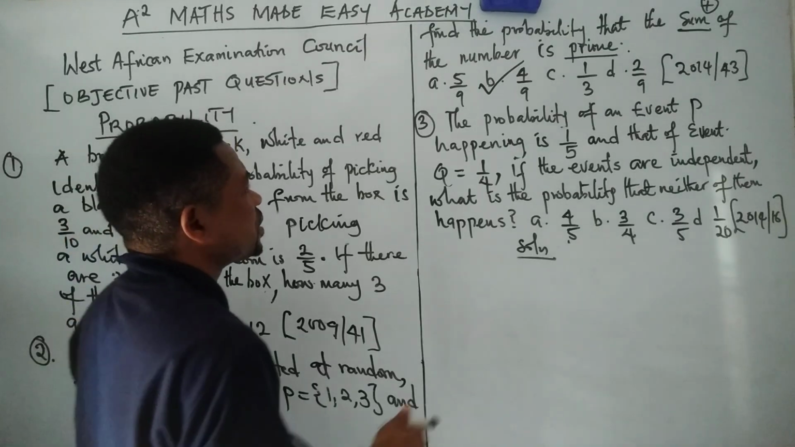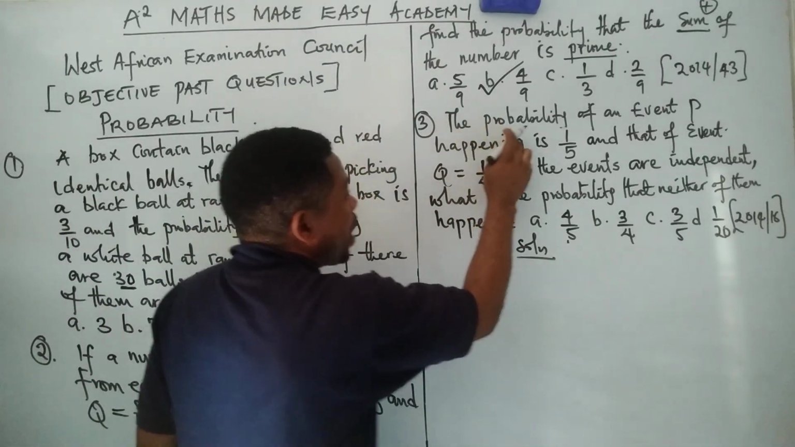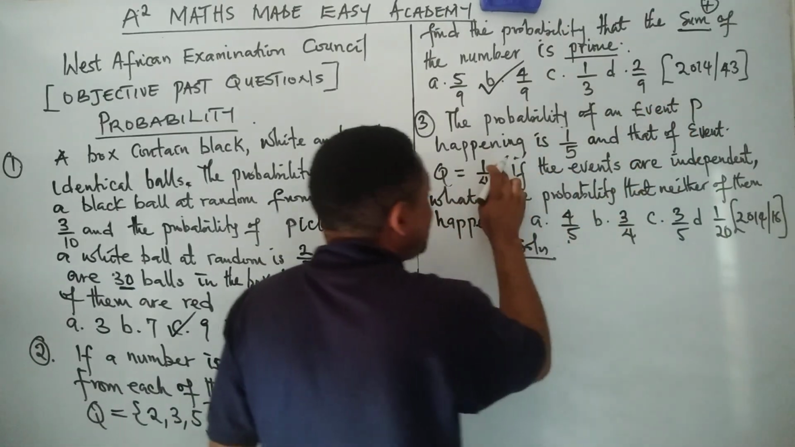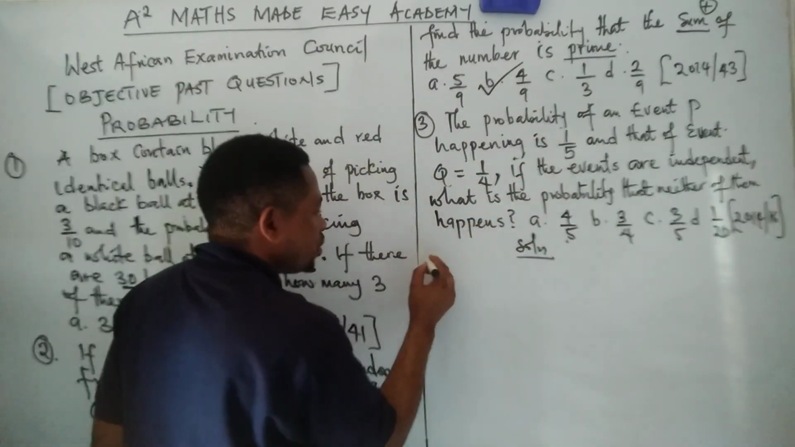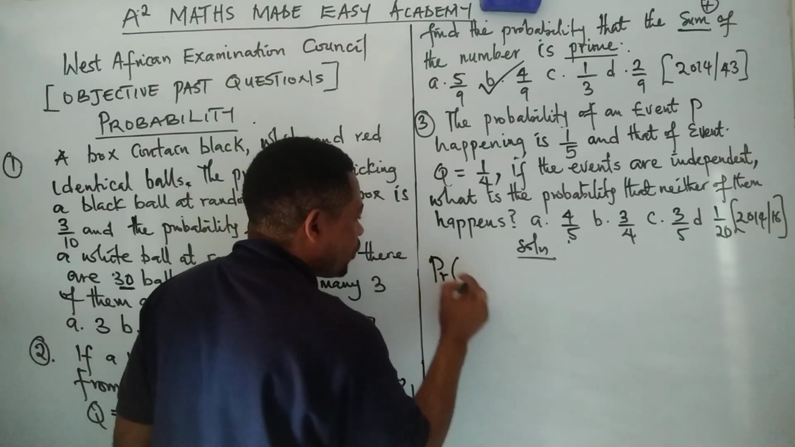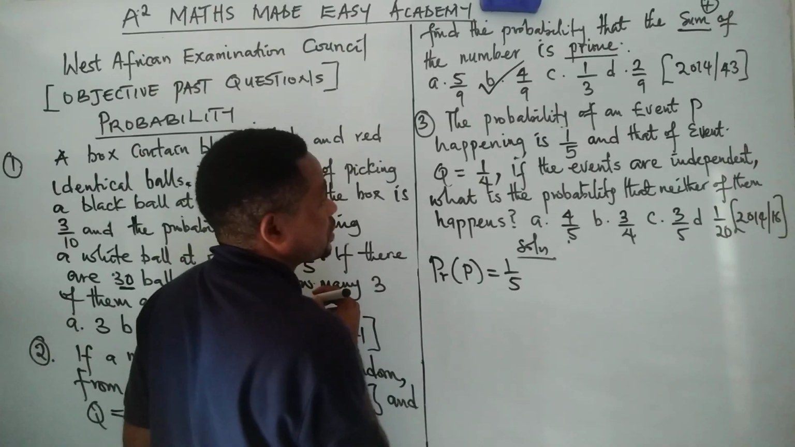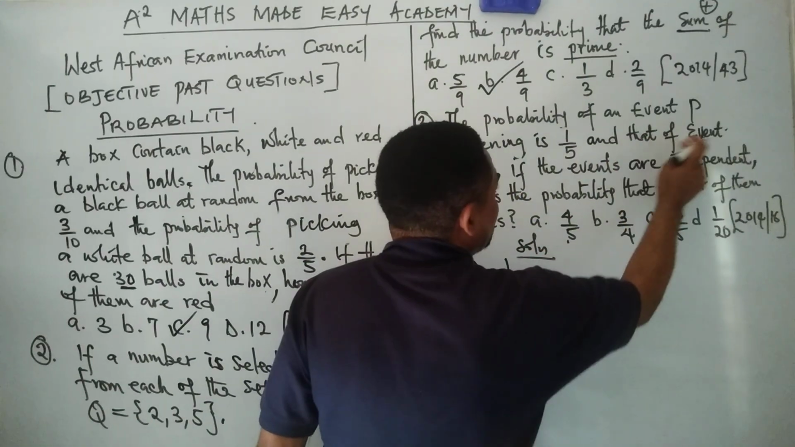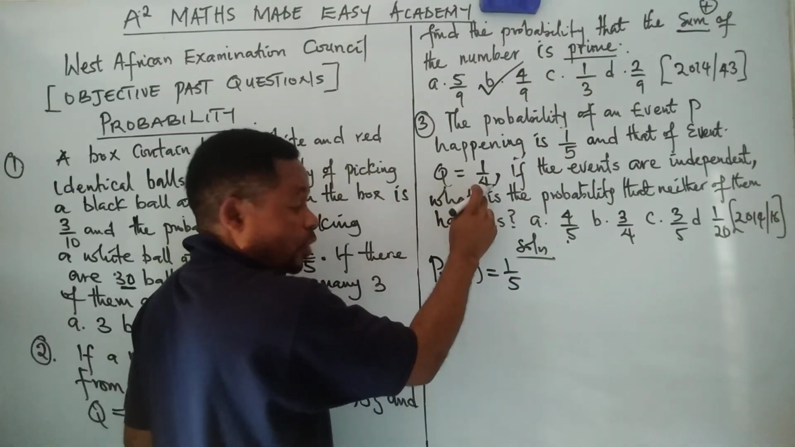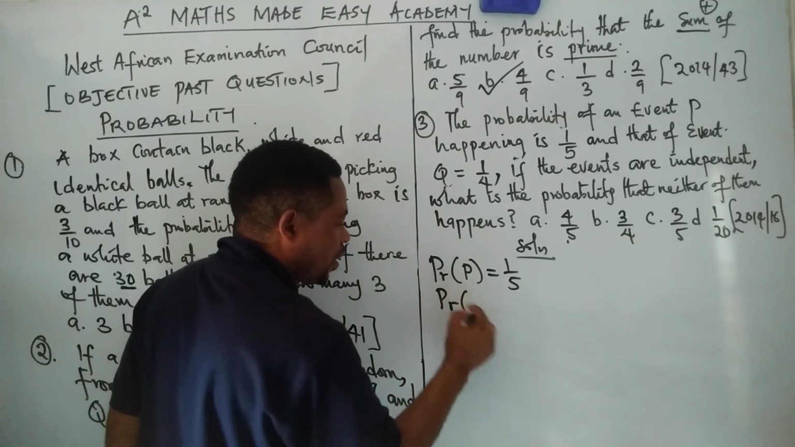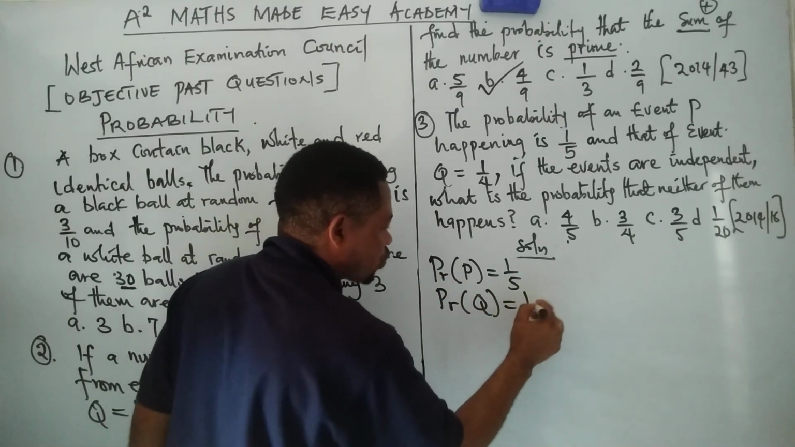Now, let's observe the third one. Now, watch. The probability of an event P happening is what? 1 over 5. So which means the probability of event P happening is already given as 1 over 5. Am I communicating? And the probability of event Q is what? 1 over 4. So which means the probability of event Q is given as 1 over 4.